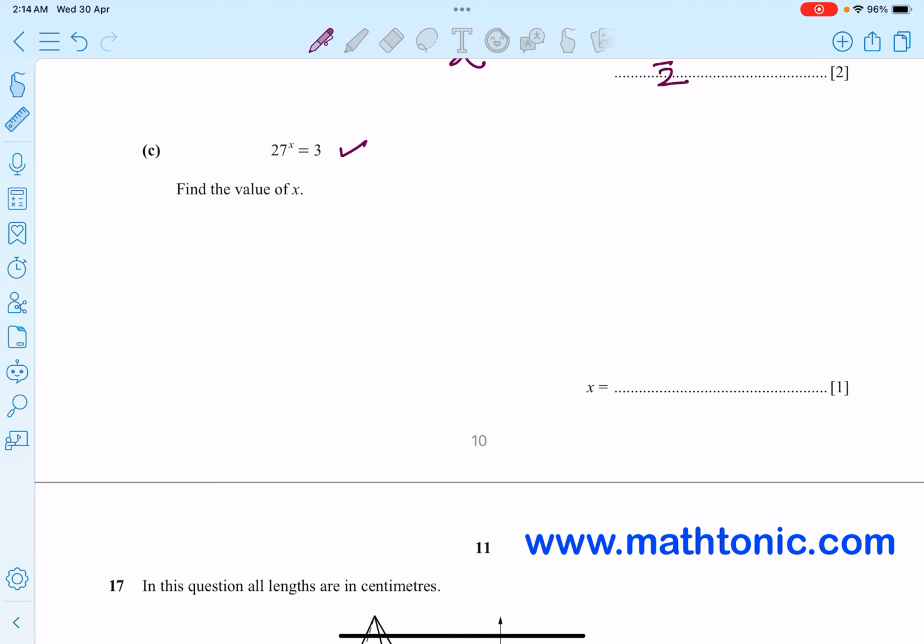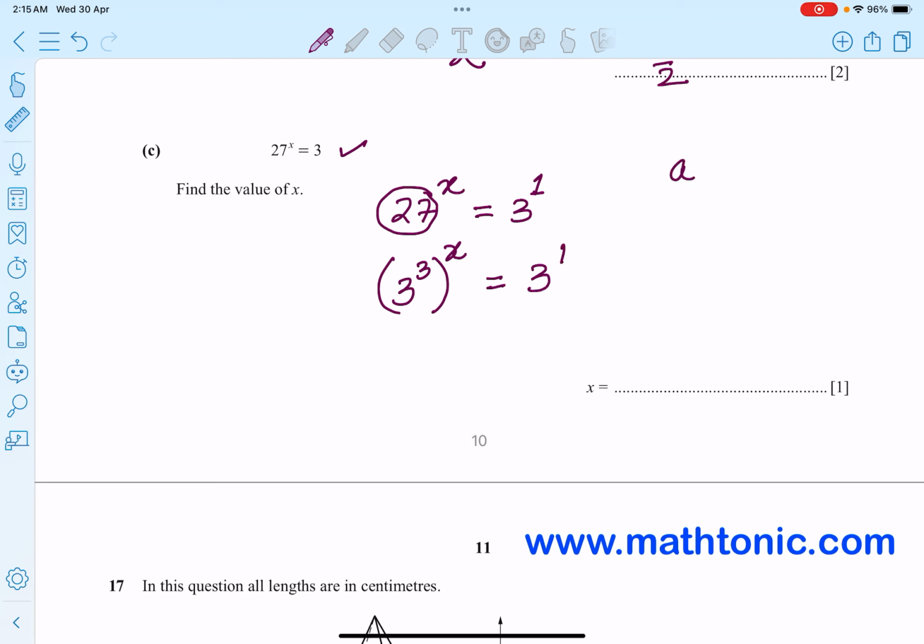Next part: given 27 to the power x equals 3, find the value of x. On this side we have 3, which means there is no visible power, that means 1. 3 to the power 1 equals 3. Can I write 27 as a power of 3? Yes, that is 3 to the power 3, which is 3 times 3 times 3. And the outer power is x, which equals 3 to the power 1.